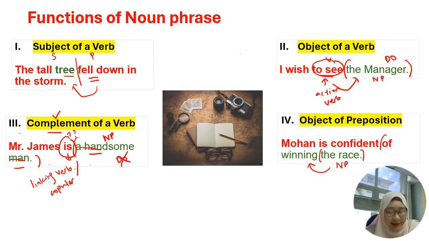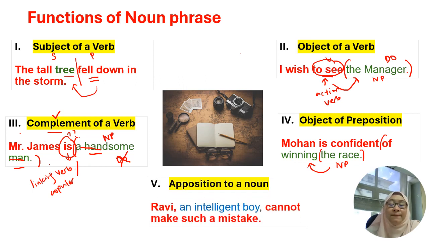What do you call that? The noun phrase here functions as the object of the preposition. Of winning what? Of the race. Yeah. Okay, and then the final one is apposition to a noun.